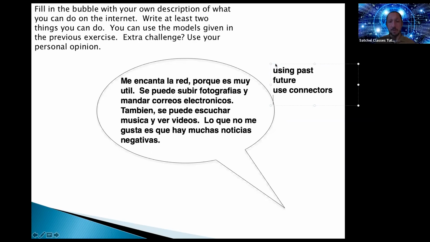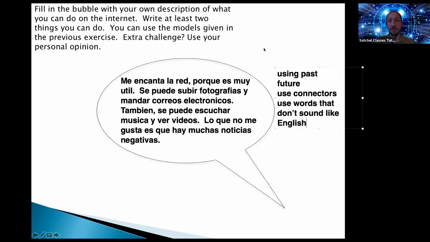Finally, and most importantly, use words that don't sound like English. Why am I saying this? Well, very simple, because it's very common for many students to fall into the mistake of using eBay, internet, like I did earlier. We try to avoid those ones so that we show that we are very confident and that we know what we are doing.